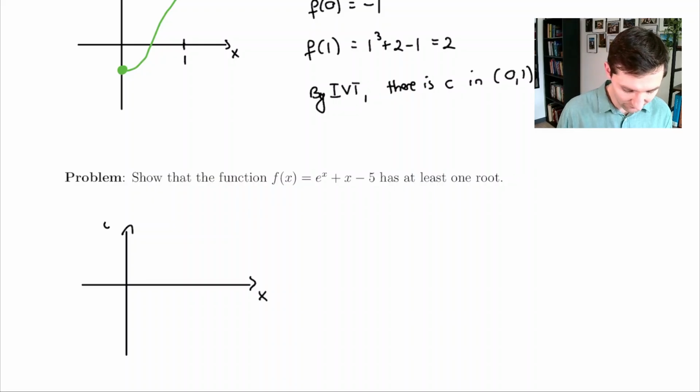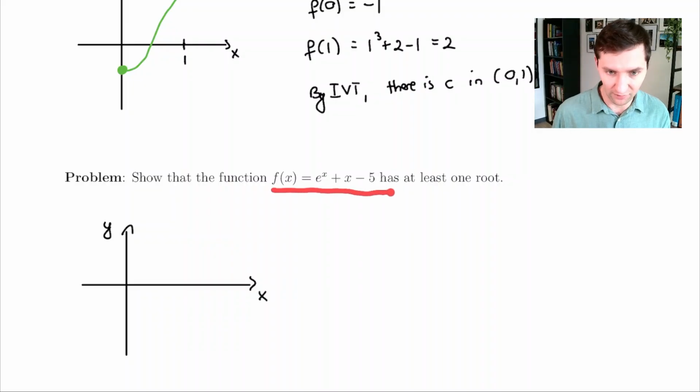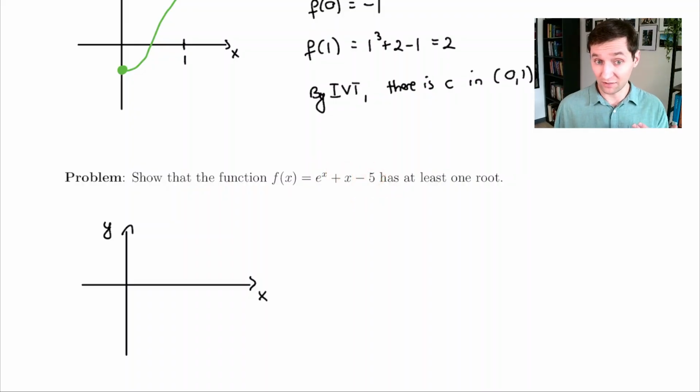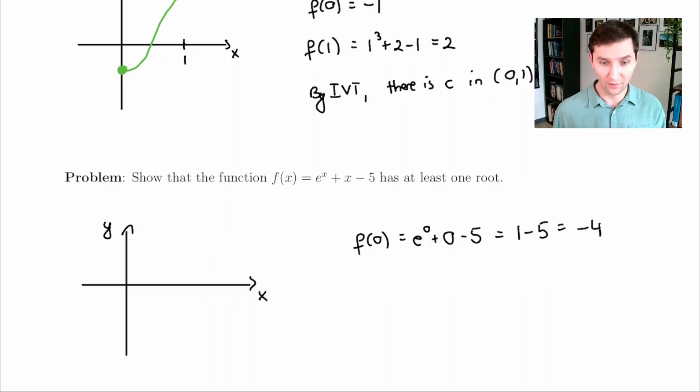This time I'm not given an interval. So I need to decide for myself what interval I would like to choose. I know that this function is continuous. It consists of a combination of 3 continuous functions. So the intermediate value theorem applies. I'm going to see what happens at 0. When I plug in 0 to my function, I believe I get e to the 0th power plus 0 minus 5. That is 1 minus 5, so that is -4. So at x equal to 0, the value of this function is negative. So I know I am somewhere below here at -4.